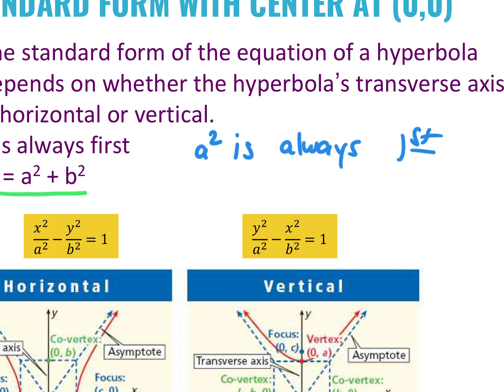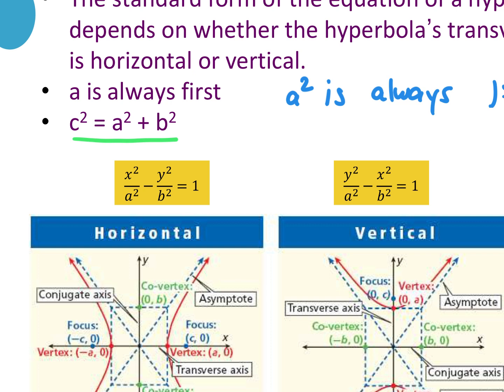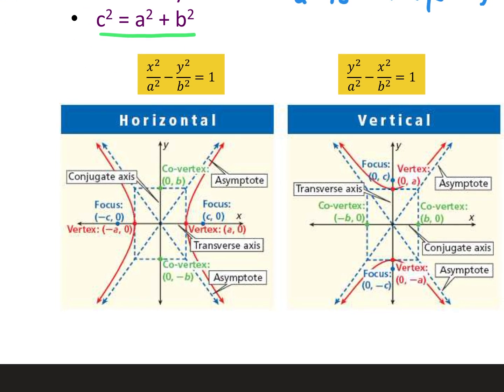Always, always, always. So when you have x squared over a squared, it's a what? Horizontal. When you have y squared over a squared, it's a vertical. Good. All right, does that make sense? Do you see how in this first one it's a horizontal because x squared is first? Second one, y squared is first, that's why it's vertical. Everybody with me?